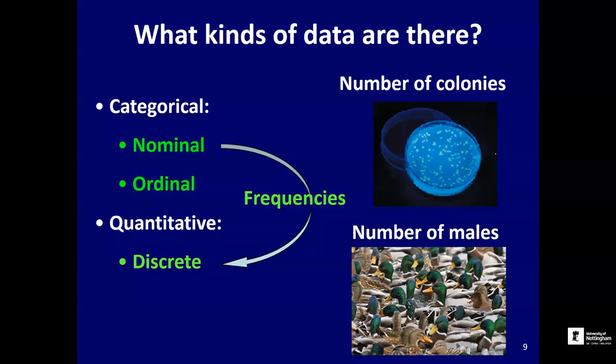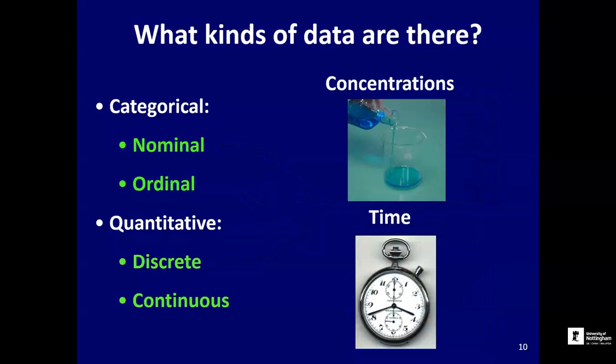And hey presto, I've gone from having a list of male, male, female, female to having a quantitative measure of the number of males and the number of females, but a quantitative measure that is discrete, because you can't have -3 ducks and you can't have 0.3 of a male duck. So what we're doing here is we're converting nominal data by counting frequencies into discrete quantitative data.